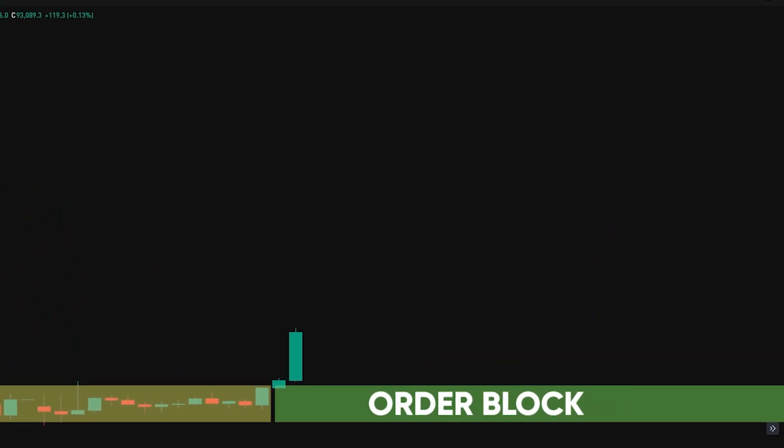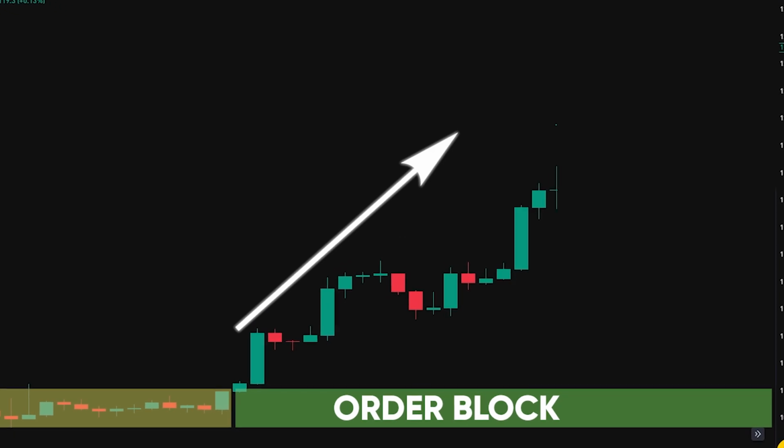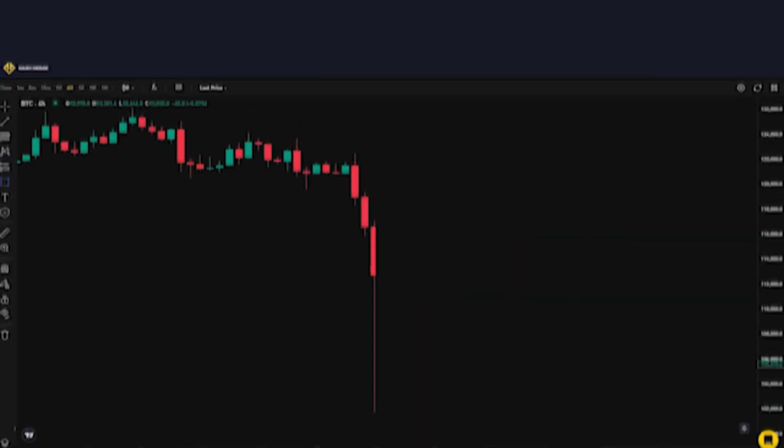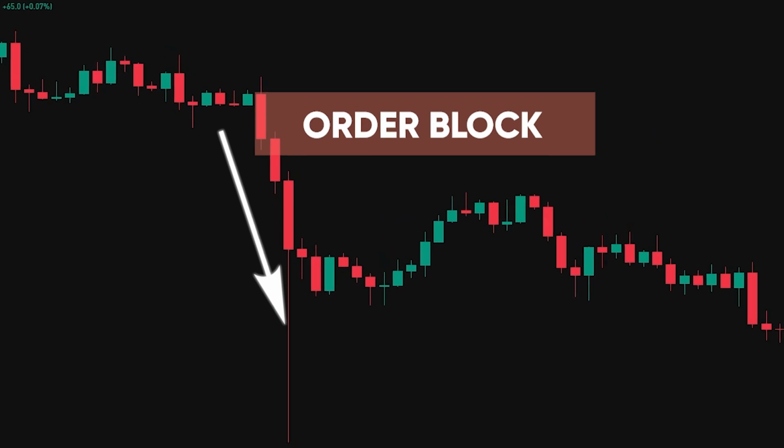There are two types of order blocks. The first is bullish. It appears when large capital is actively buying. The second is bearish, when money is exiting or selling.